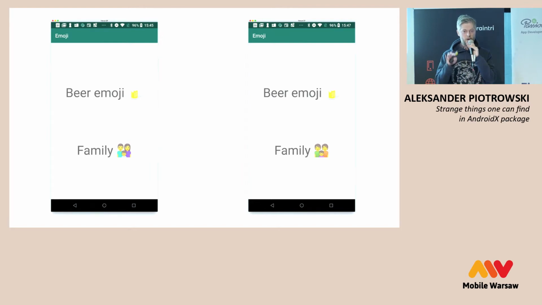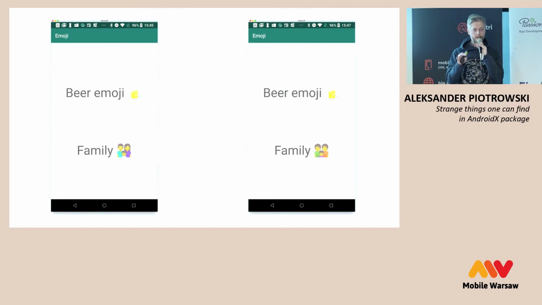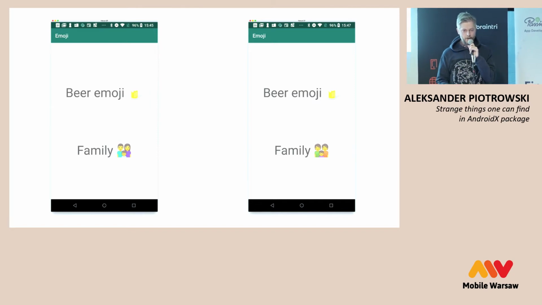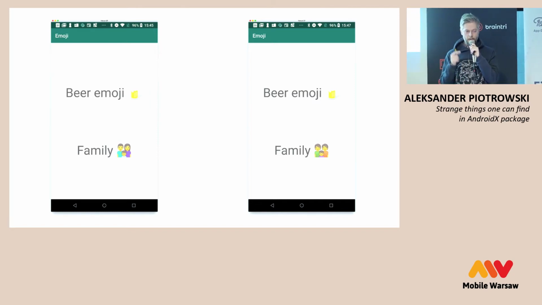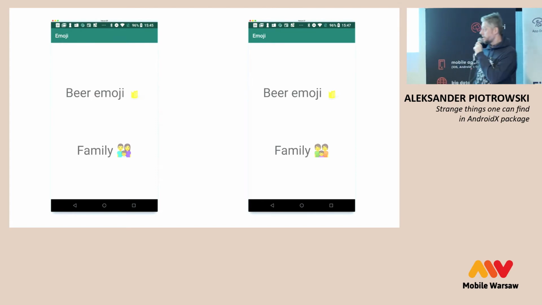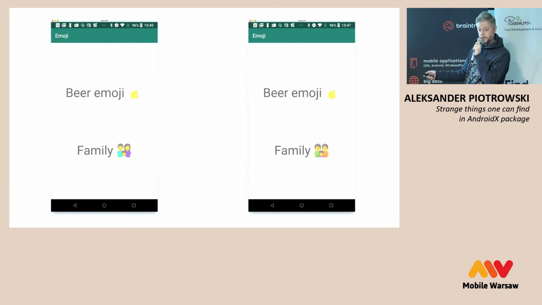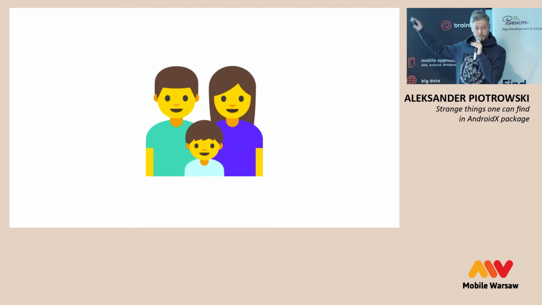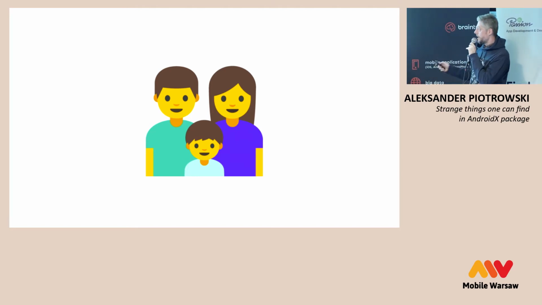So thanks to the emoji compat library, what we can have on devices, I think starting with API 14, is brand new emoji that was introduced in Android 9, which is the genderless family emoji. So you can see it here. This is Android 8 running the regular family emoji. This is Android 8 with emoji compat using the genderless family emoji. And this is how it looks on Android 8, and this is the genderless version.